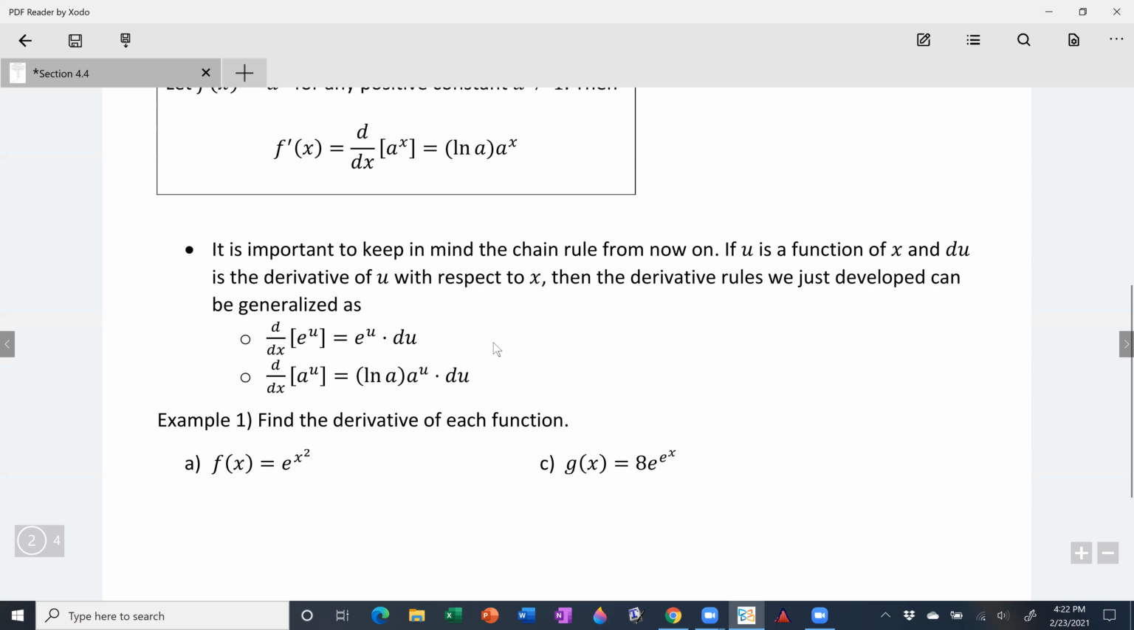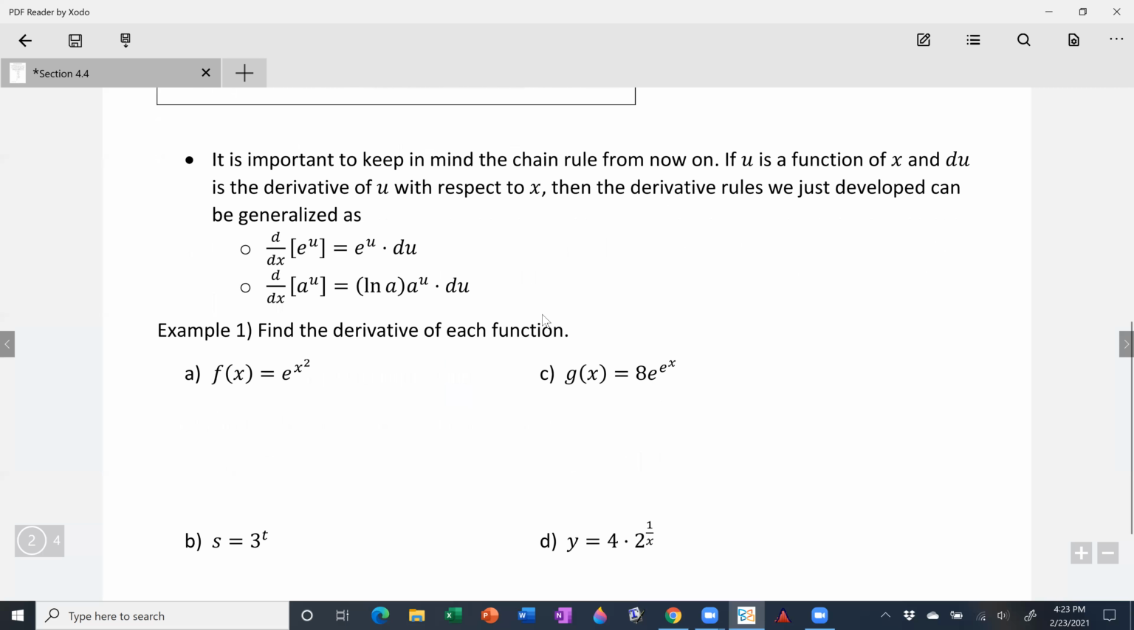As we're developing all kinds of derivative rules, a lot of times if you've got a table of derivative rules, you see this little times du on the outside of all of them, and that's just to remind you of the chain rule. It's really easy to forget, and that's one of the most common mistakes when finding derivatives: people tend to forget the chain rule if there's more than just x involved.